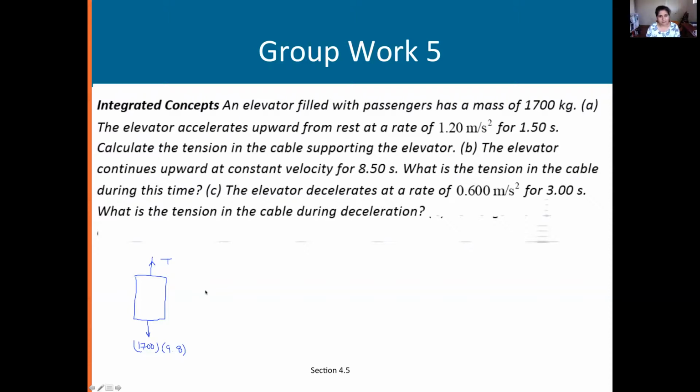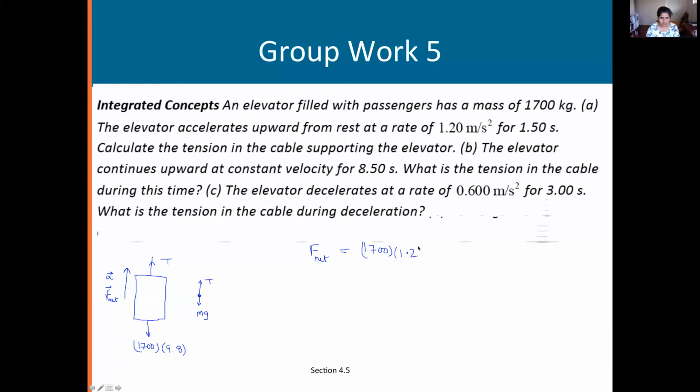Or if you make a free body diagram, these are our only two forces. Let this be the center. This is my tension in the cable, and this is my weight downwards, mg. The elevator accelerates upward from rest at a rate of 1.2 meters per second squared. That means I must have a net force in this direction, since my acceleration is in this direction. Remember, F net is a vector quantity, it's in the same direction as the acceleration. So I have a relationship between F net and that acceleration. It's equal to the mass, which is 1700, times the acceleration, which is 1.2.